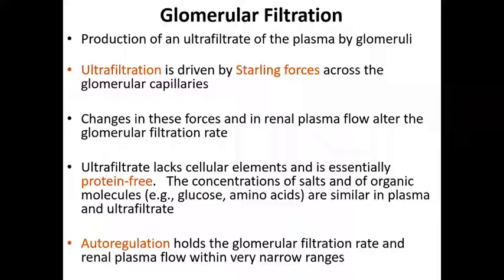And then the concentration differs now when you compare it to that of plasma, concentration of electrolytes. Then on top of this, there is what we call autoregulation. So the autoregulation is going to hold the glomerular filtration rate and the renal plasma flow within very narrow ranges. It means that despite having changes in the blood pressure, the kidneys have got their own mechanism to regulate their own blood supply and also renal plasma flow.